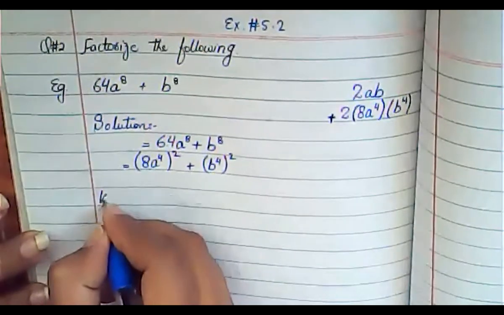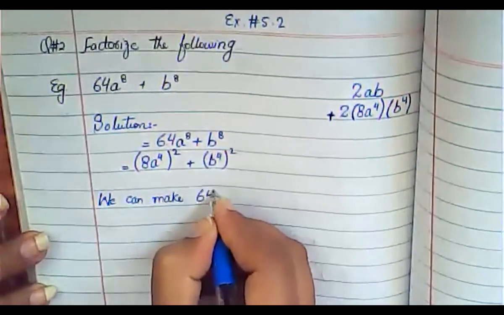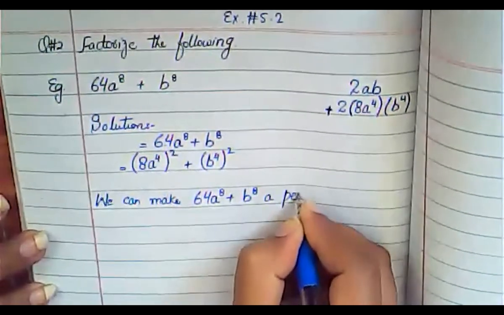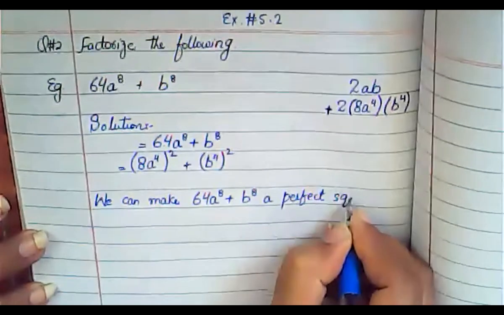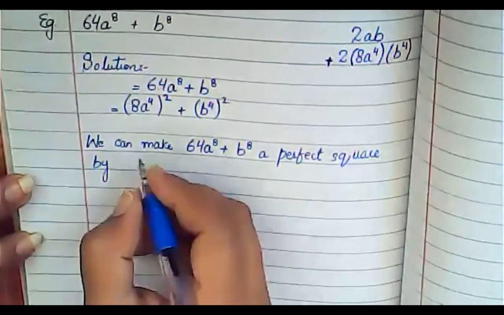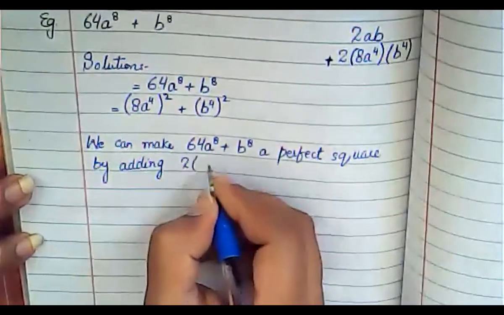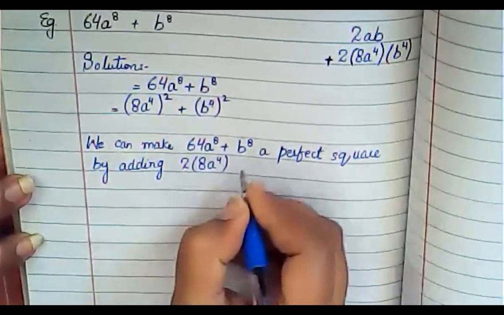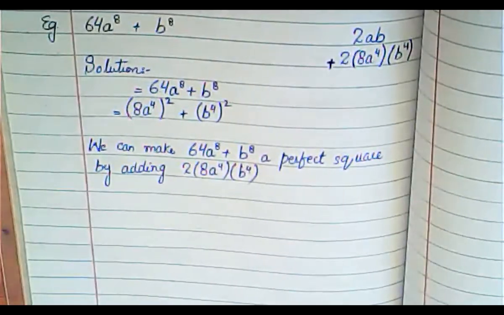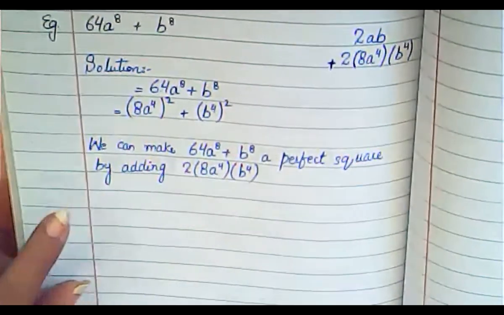So we will write here, we can make 64a8 plus b8 a perfect square by adding this one, which is 2(8a4)(b4). Okay, but what is the condition? If you are going to add anything, you have to subtract the same thing. Yes, also subtract.